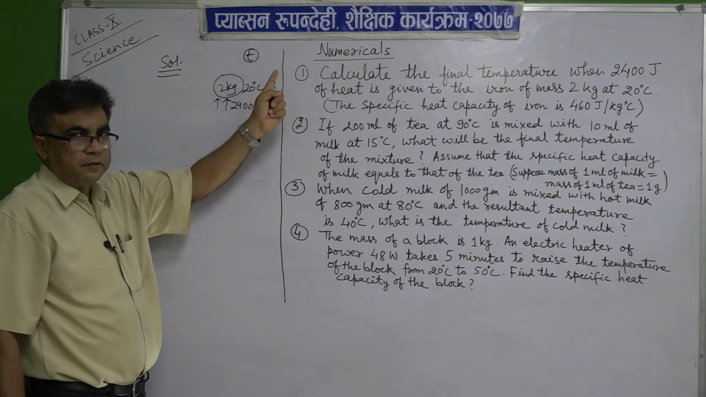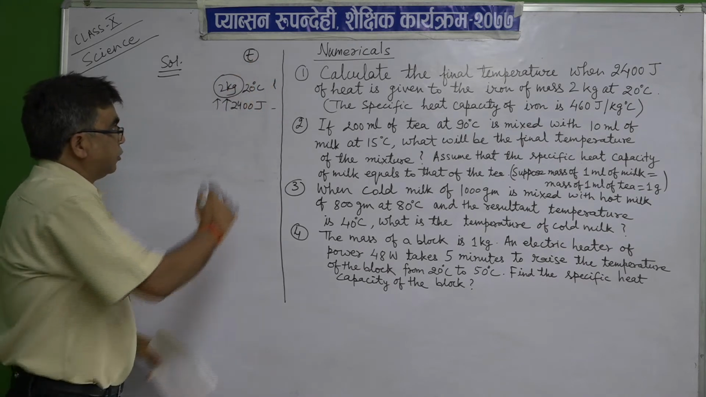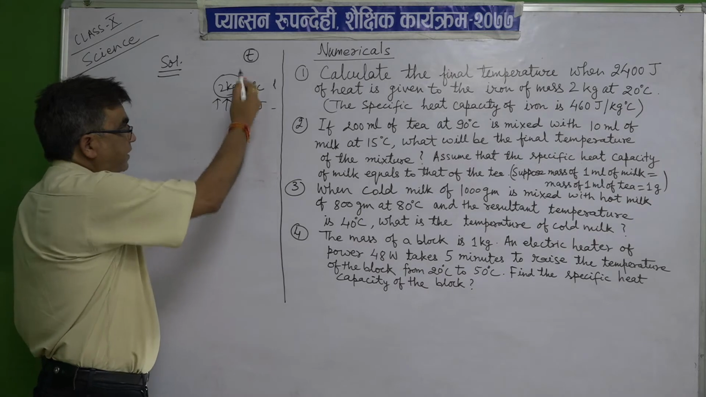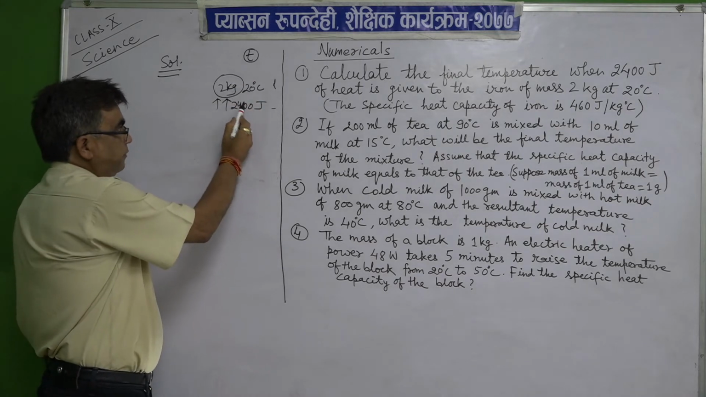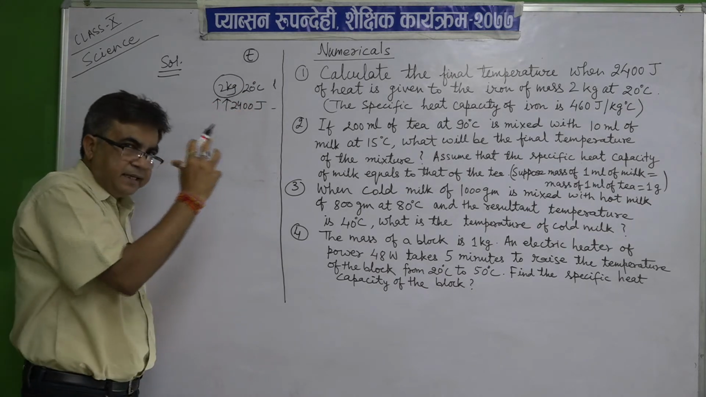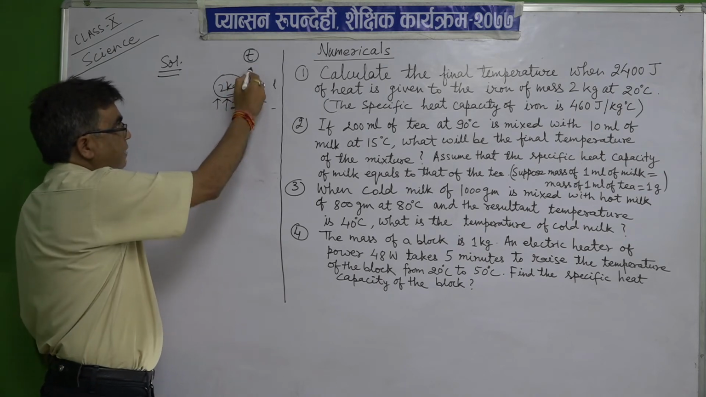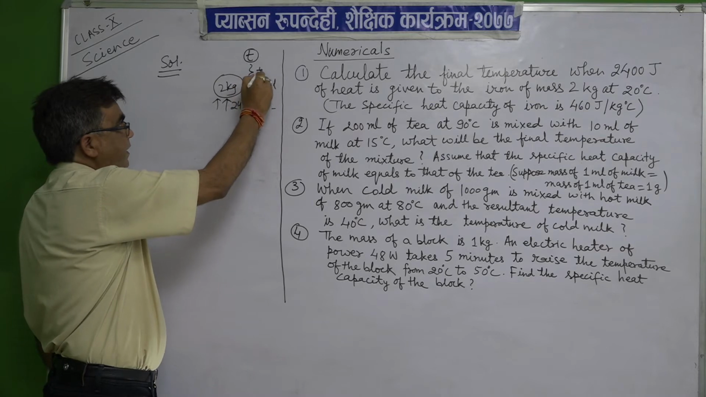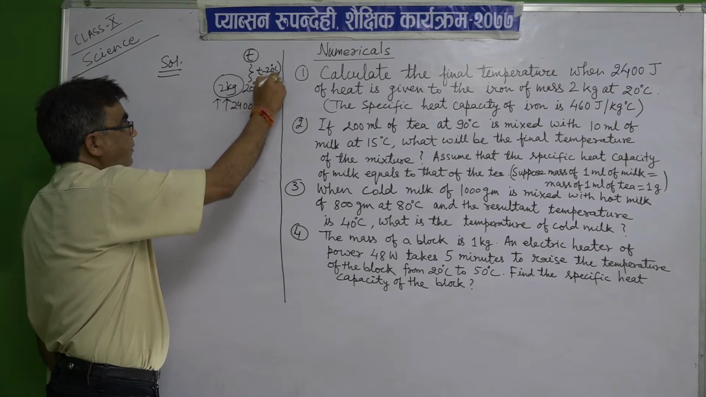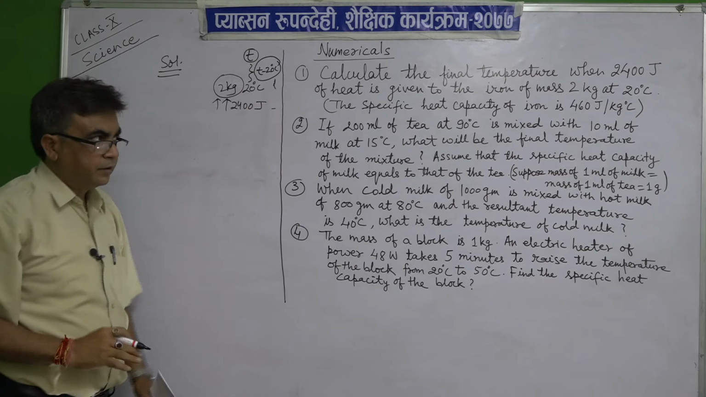That you have to find out the final temperature. So, try to understand what the temperature difference will be. When this body is getting heat, its temperature will increase. So, T is higher than 20. So, the temperature difference will be how much? T minus 20 degree centigrade. This you have to understand.